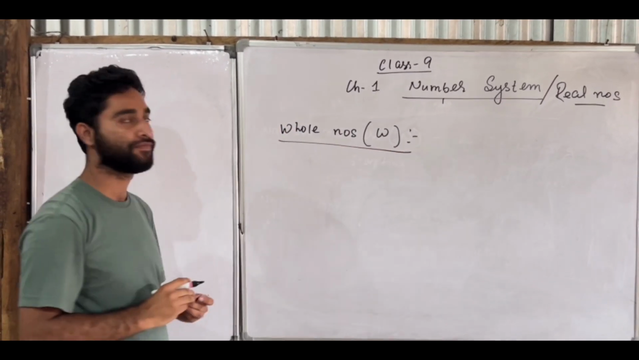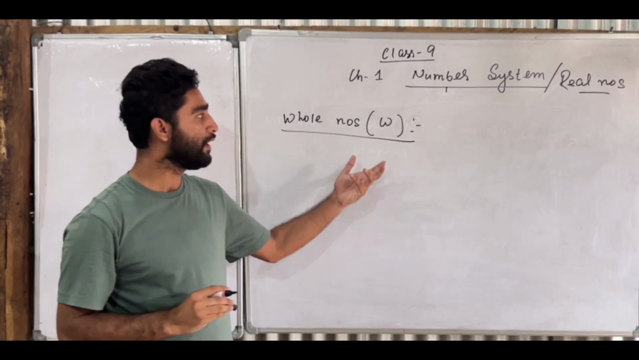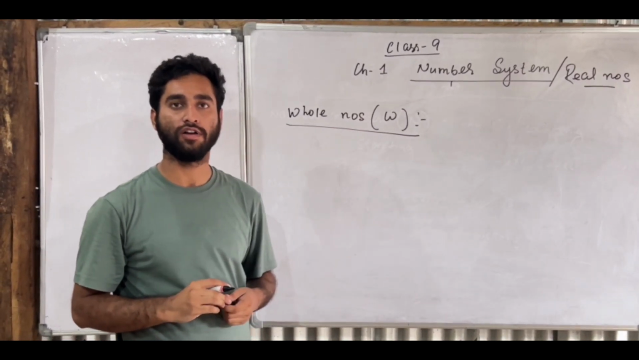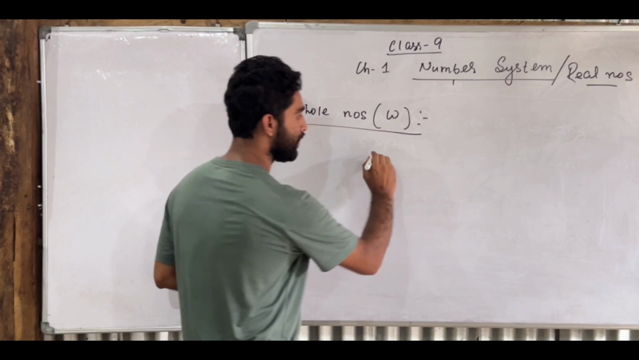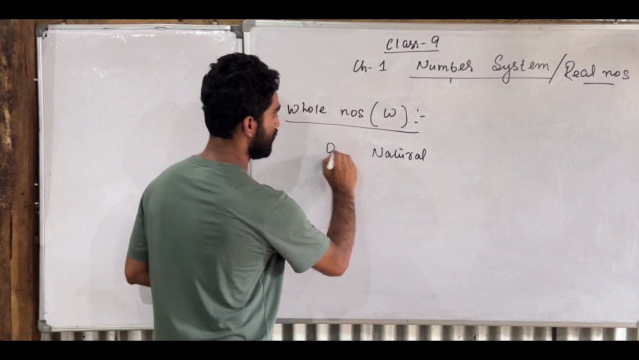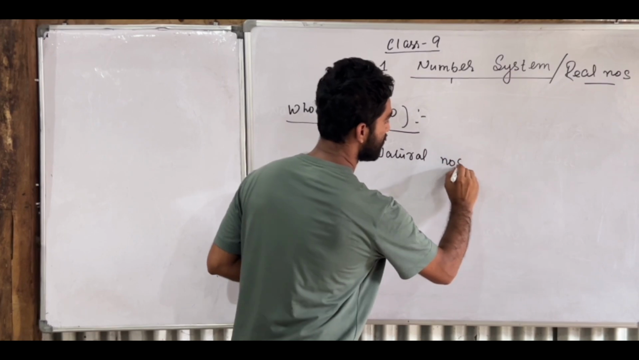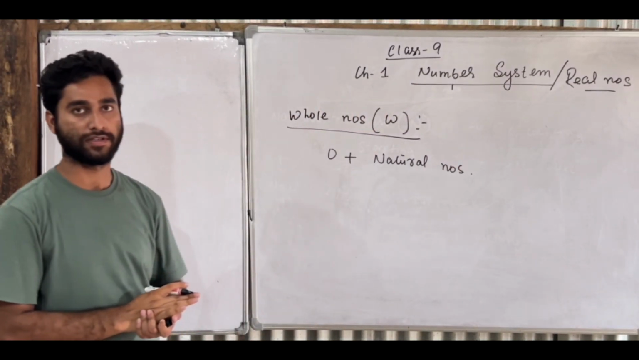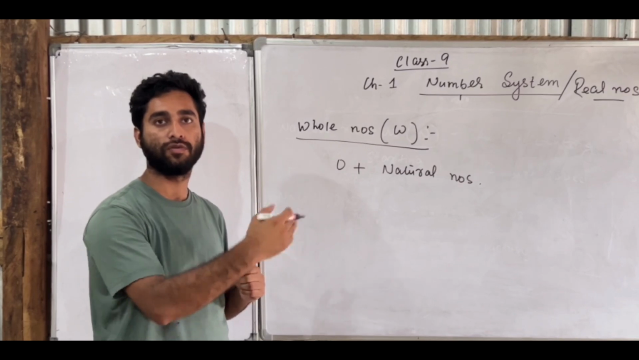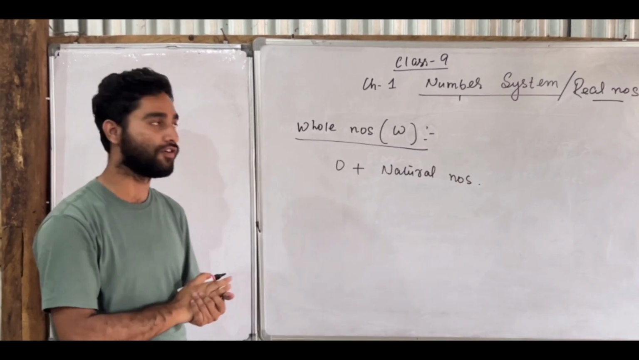Whole numbers. So whole numbers means what? Natural numbers along with the zero are called whole numbers. So 0 plus natural numbers are called whole numbers. So natural number means what? The number starting from the 0, 1, 2, 3 till infinity are called the whole numbers.